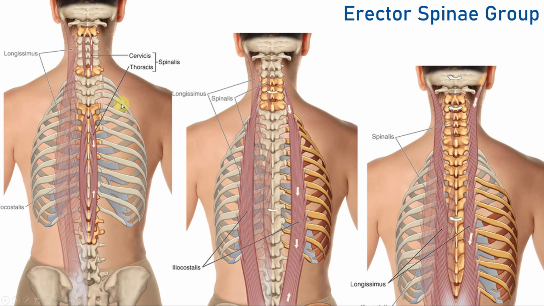You can see here spinalis is an interesting muscle. It does go from spinous process to spinous process. And it does that both in the cervical region and the thoracic region, and that is a straight up spinal extensor.